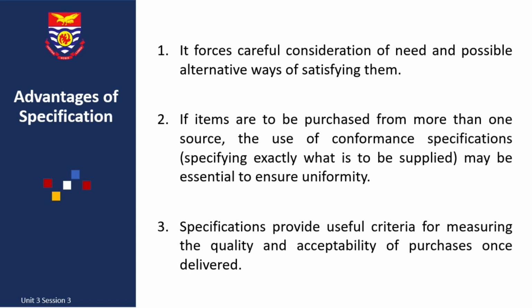Also, if the items are to be purchased from more than one supplier, the use of conformance specification may be essential to ensure uniformity. Now, conformance specification here means the buying organization knowing exactly what they want, knowing what a requirement should consist of, and detailing exactly what they expect the suppliers to supply in their documents. And as a supplier, you're supposed to conform to all the requirements that have been detailed in the documents.